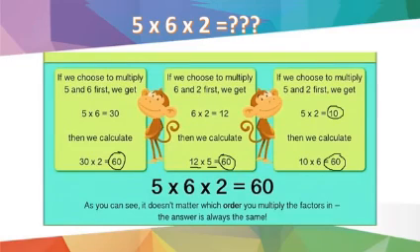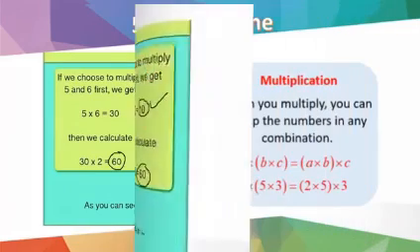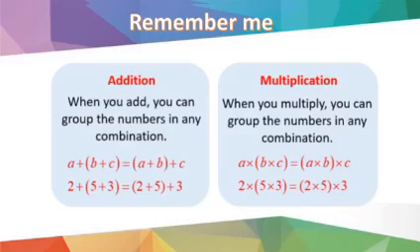But if we multiply 5 by 2 first, we'll get 10, and it's easier for us to multiply by 10, 100, and 1000. So 5 times 6 times 2 equals 60. As you can see, it doesn't matter in which order you multiply the factors, the answer is always the same. Remember, in addition and in multiplication, when you add, you can group the numbers in any combination, and also in multiplication, when you multiply, you can group the numbers in any combination.